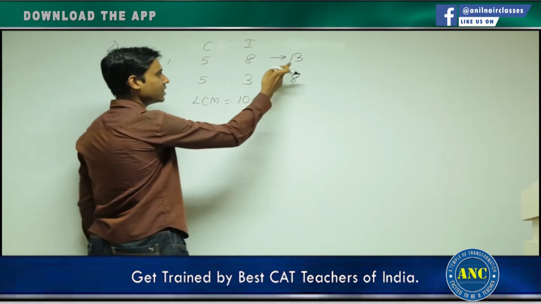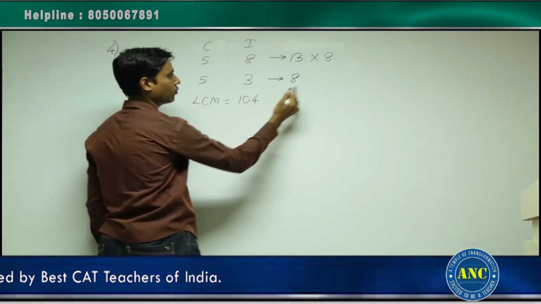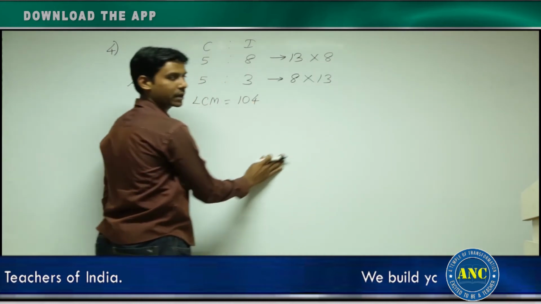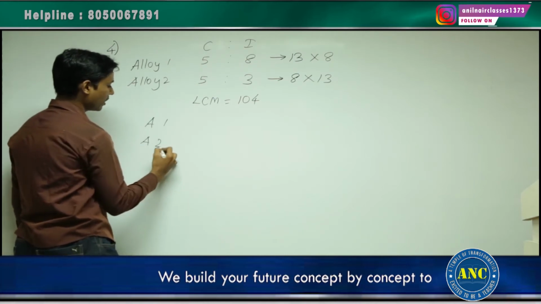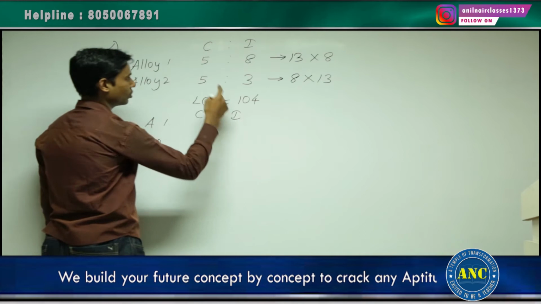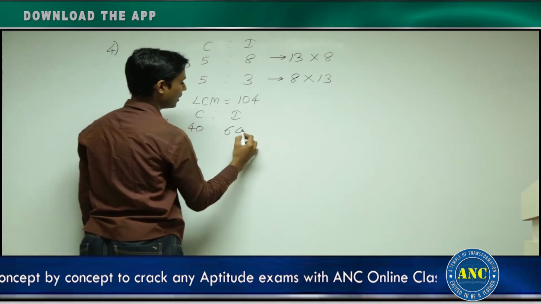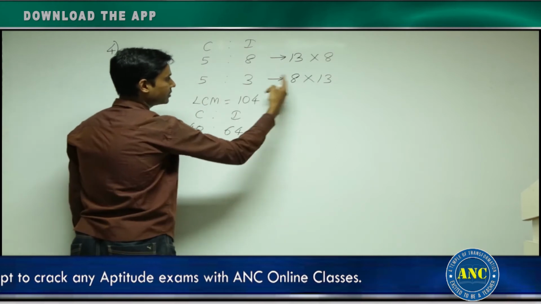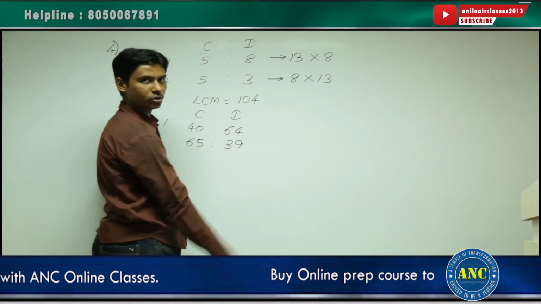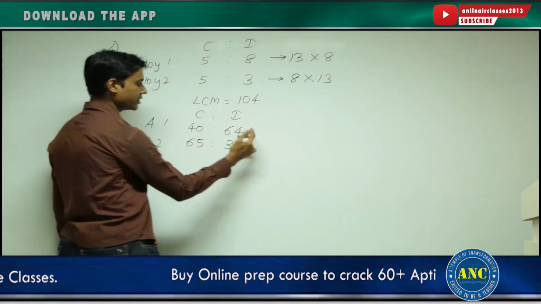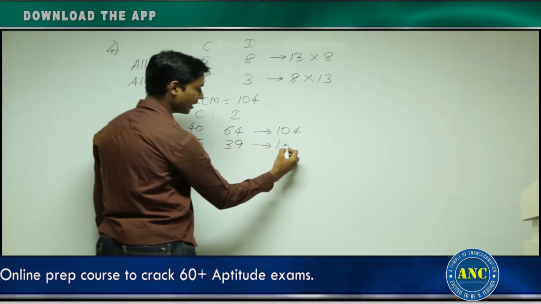That means 13 should become 104, multiplied by 8. 8 should become 104, multiplied by 13. Now if I refresh this diagram, this becomes alloy 1 and alloy 2. Copper and iron ratio, 5 into 8 is 40, 8 into 8 is 64. Similarly, alloy 2, 5 into 13, 3 into 13, it is 65 and 39. Now if you check it out, 40 plus 64, it is 104. 65 plus 39 is also 104.